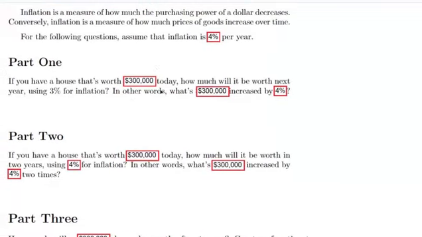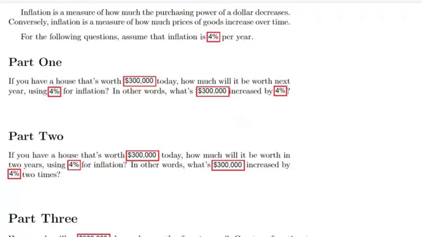Okay, so this applied problem, I've changed the numbers, but it's still the same idea. You can follow the steps with me, just put your numbers in place. So it's about inflation. Part 1 says, oops, I meant to change everything to 4%.